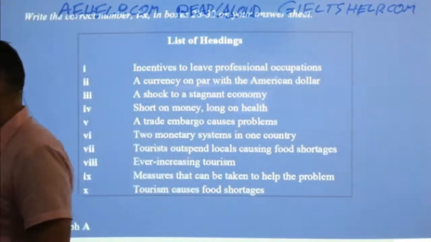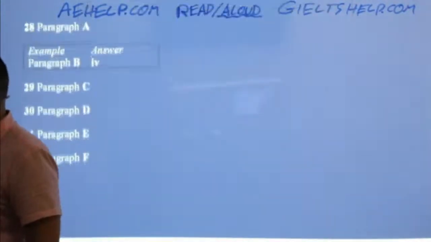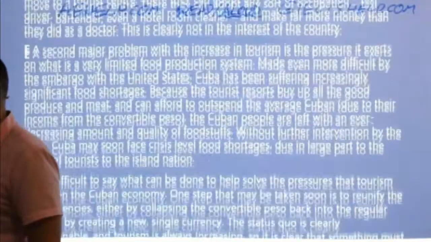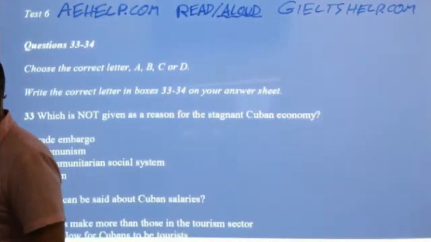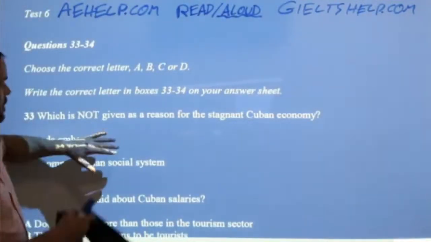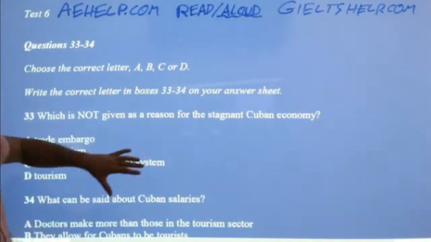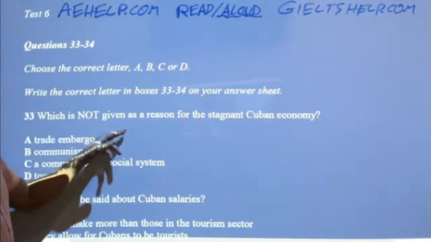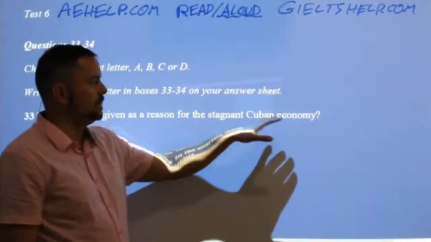Okay, cool. So now we are confident with the list of headings. And to be confident with the list of headings is a really good idea because it helps us to solve the next questions faster. So which is not given? Try not to look at this part here at the bottom. I wish I could just magically cover that up. But here the question is, which is not given as a reason for the stagnant Cuban economy.